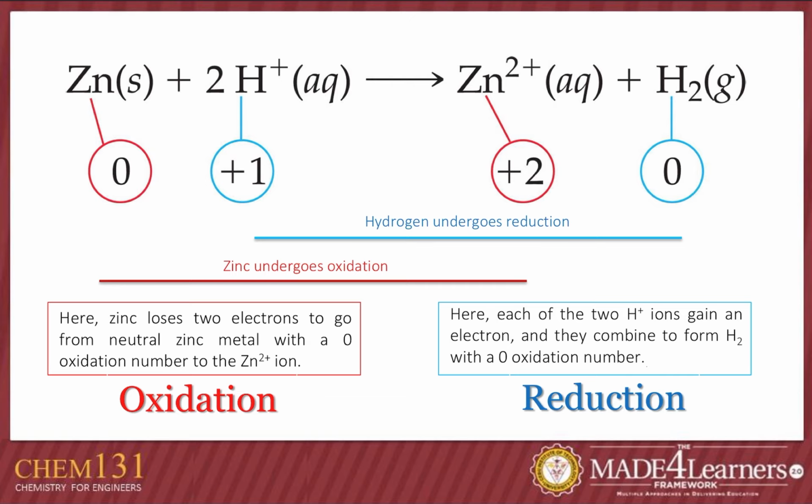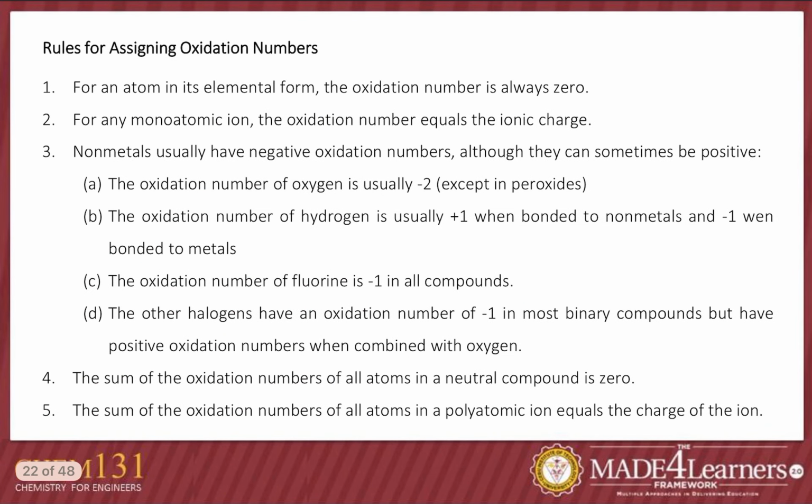So zinc undergoes oxidation. There is a loss of electrons, and hydrogen undergoes reduction. There is a gain of electrons. So kung si zinc ni undergo oxidation, unsa siya? It is the reducing agent, and H+ is the oxidizing agent. Okay? So there are rules in assigning oxidation numbers. So di ta pwede magbuot-buot nga mo-assign ra tawag oxidation number based on what we see on the periodic table because there are rules there.